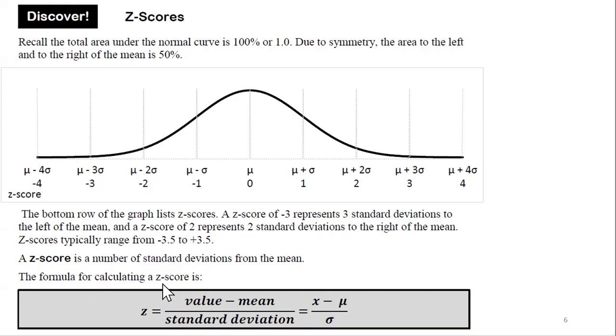The formula for calculating a z-score is z equals the value, so that's the number that's given to you, minus the mean, or mu, and then divided by the standard deviation. What I like to tell students is, make sure you put this in parentheses, so that you calculate that first, press enter, and then divide it by the standard deviation. Make sure you do that, because you'll get the wrong result if you don't.